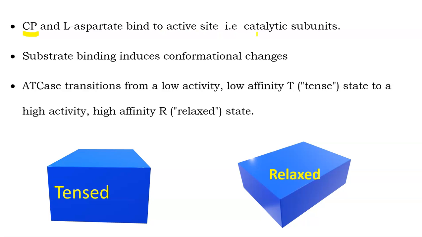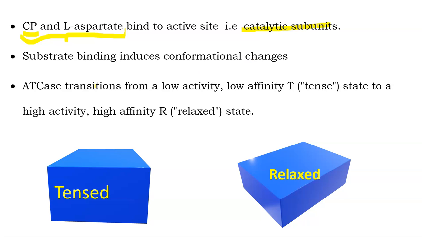Okay, the active site is where the catalytic subunits are. Substrate binding induces, it activates a conformational change. Remember what I told you in the previous video about the homotropic effect. Homotropic effect means the substrate is altering the enzyme activity. Binding of substrates alters the enzyme activity. So binding of substrates increases the enzyme activity.